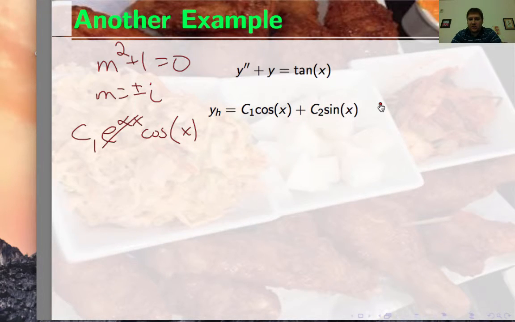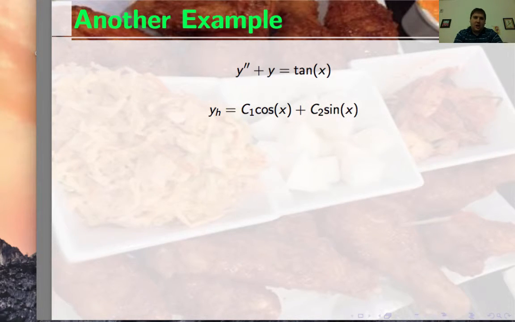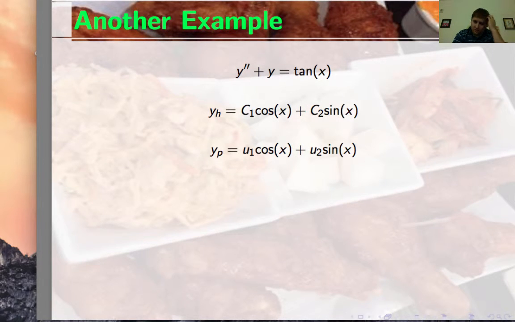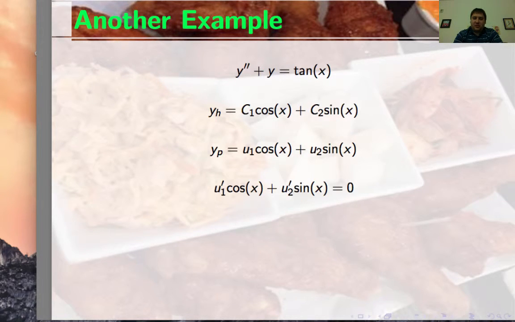The homogeneous solution is c1 cosine of x plus c2 sine of x. Hopefully that's clear. So then our y sub p, again, all you do is you replace the c's with u's, but c1 and c2 are constants, they're just numbers. u1 and u2 are functions of x that we are going to try to find out. We are varying the parameters. Okay, so then we set up this system.